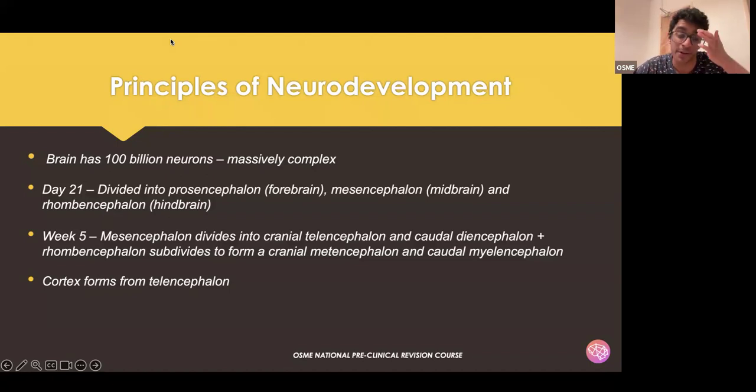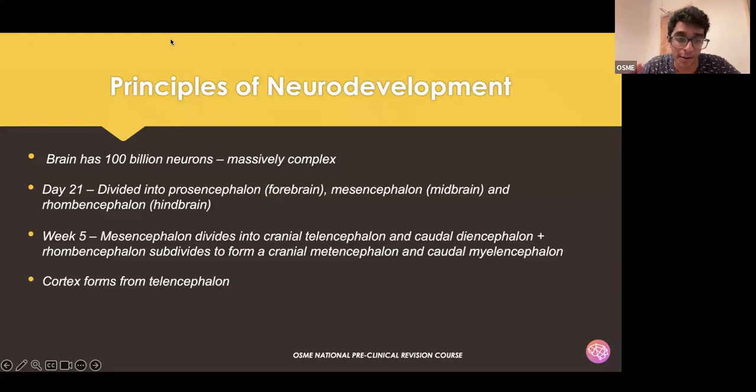When we think about neurodevelopment, like I said at the start of the lecture, I'm going to be focusing on 4 key principles. But in terms of the overall morphology, I think it's good to orientate ourselves. On day 21 of embryological development, the basic structure of the brain has developed. We have a forebrain or prosencephalon, a midbrain or mesencephalon, and a hindbrain or rhombencephalon.